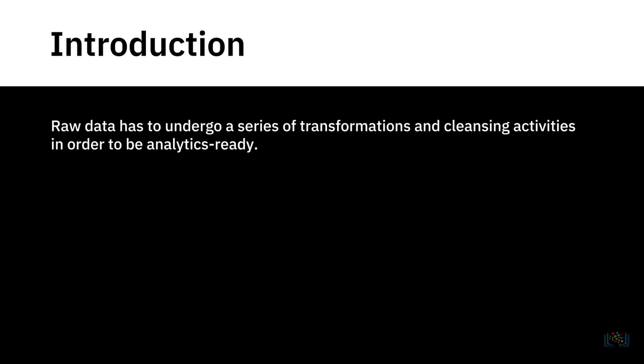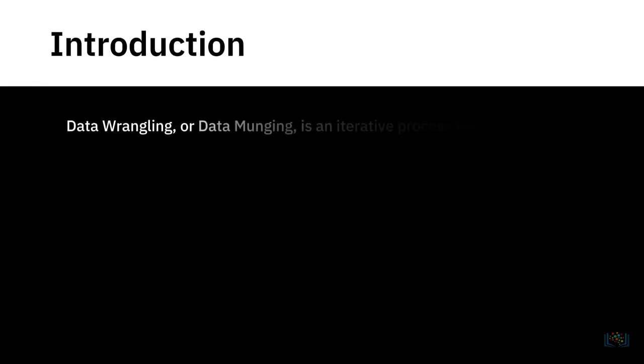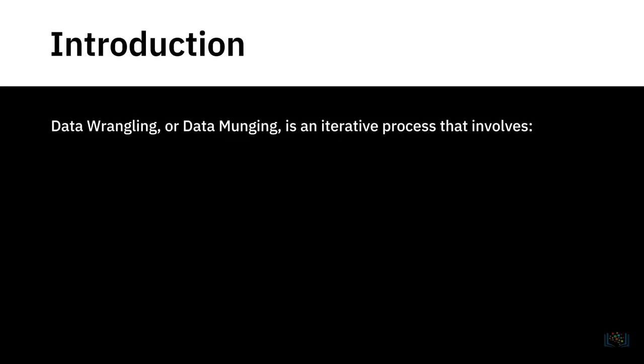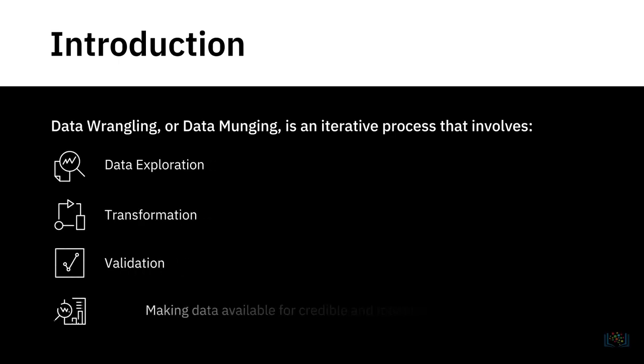Raw data has to undergo a series of transformations and cleansing activities in order to be analytics ready. Data wrangling, also known as data munging, is an iterative process that involves data exploration, transformation, validation, and making data available for credible and meaningful analysis. It includes a whole range of transformations and cleansing activities, some of which we will learn about in this video.